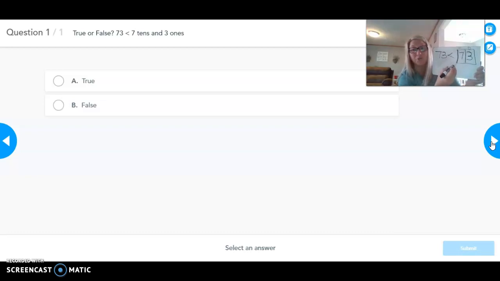It's equal to. If you were watching the alligator video that's coming up, then you would know the alligator makes his mouth into an equal sign because they are the same number. So in this case, this would be false.